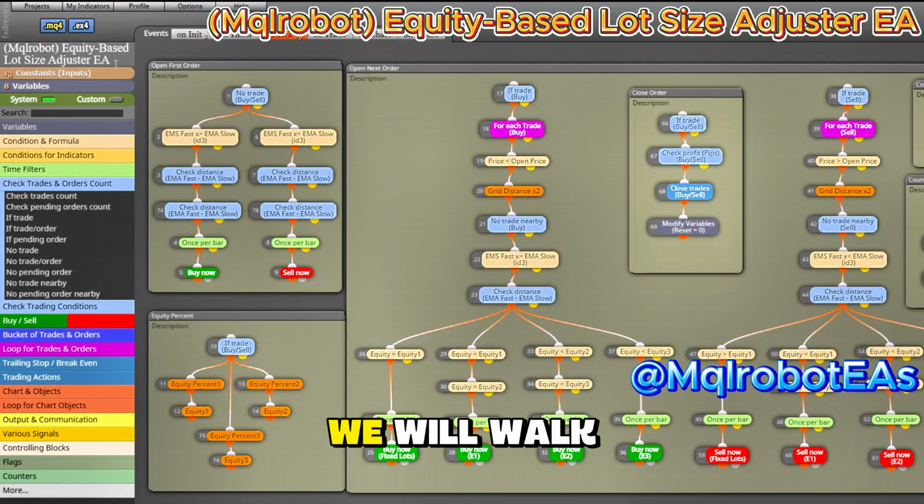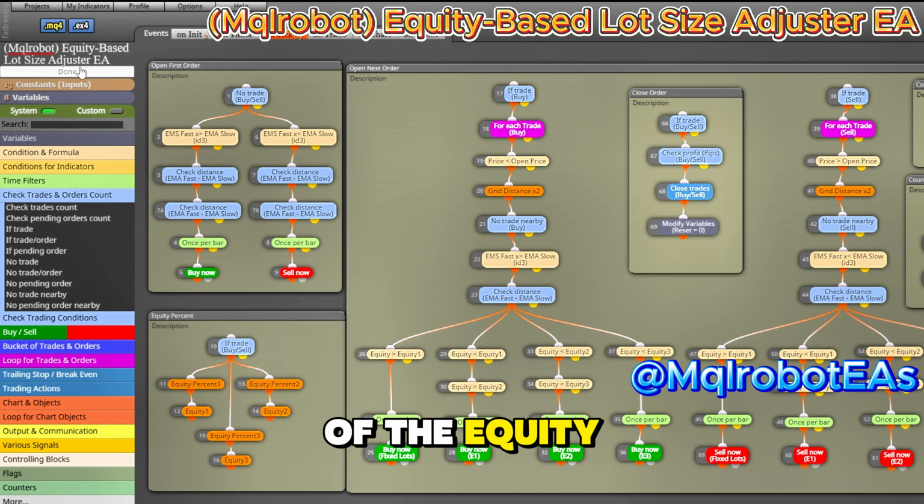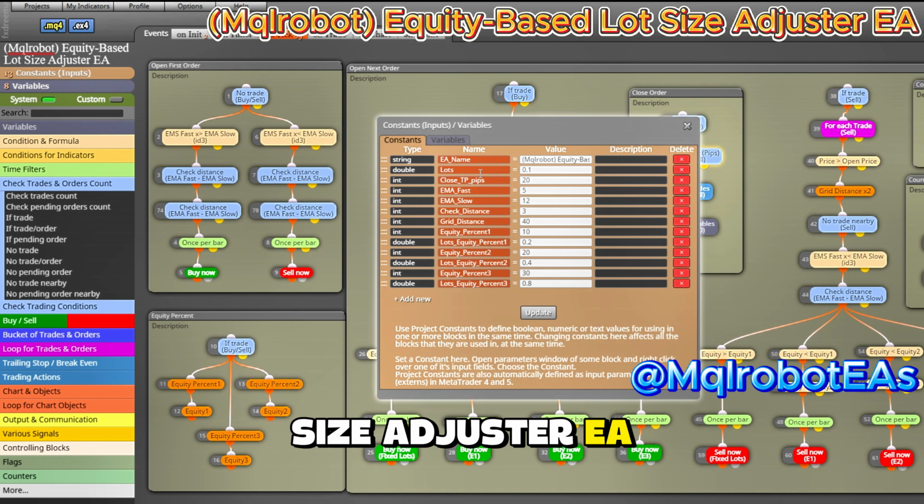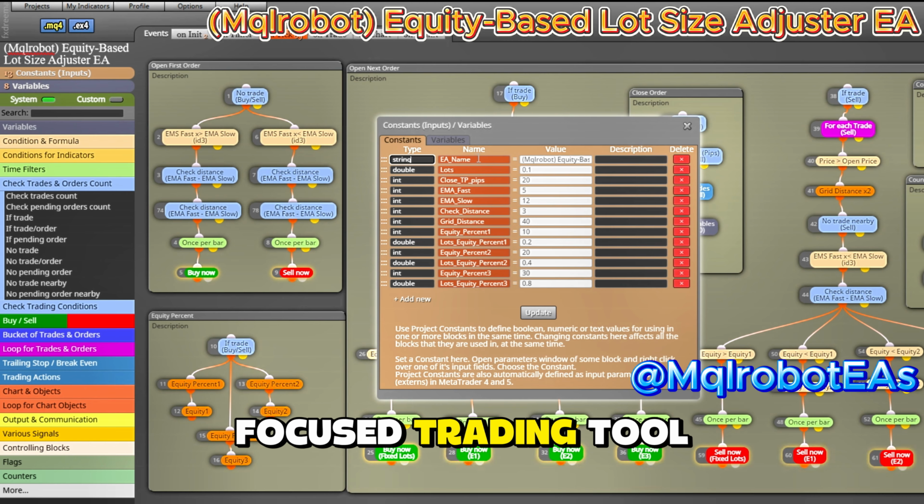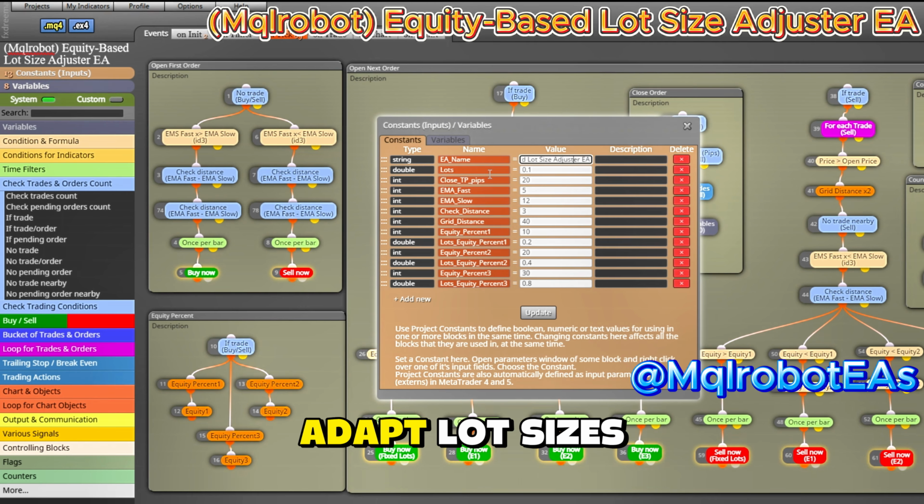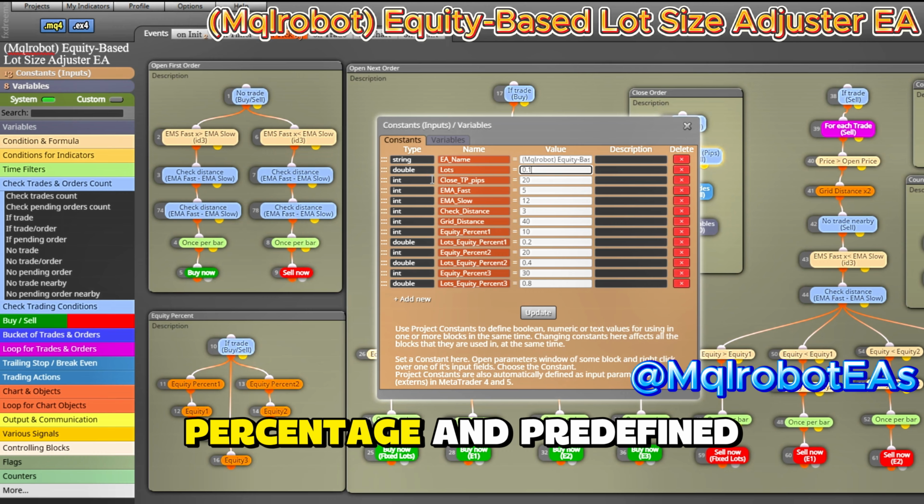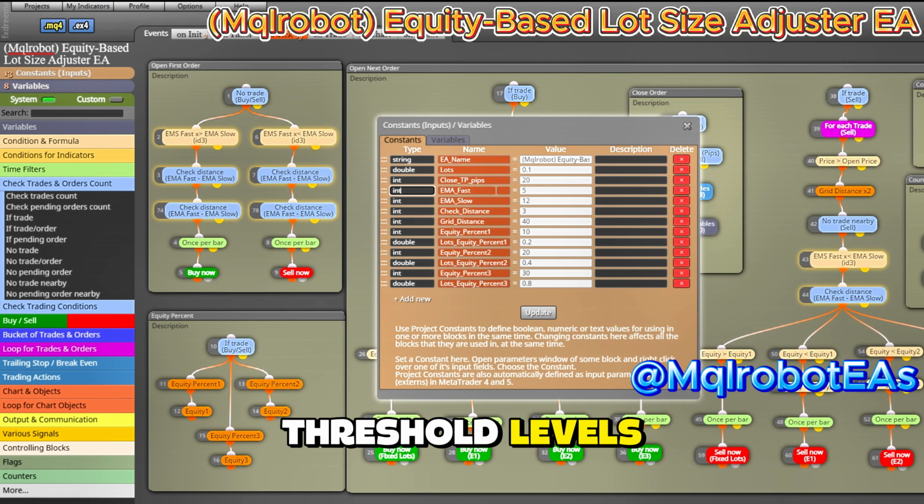In this video, we will walk through the core workflow of the Equity-Based Lot Size Adjuster EA, a risk management-focused trading tool designed to dynamically adapt lot sizes based on equity percentage and predefined threshold levels.